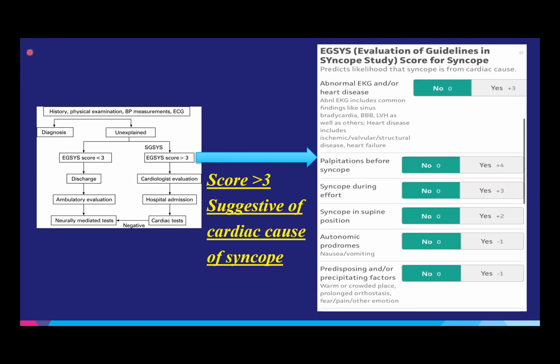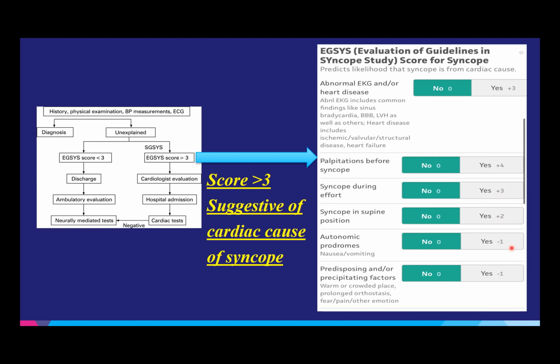The goal is to find out, is this likely to be a cardiac syncope or is it more likely to be one of the others? Some of these things are fairly straightforward. An abnormal EKG straight away gets 3 points. Palpitations, like I said, straight away gets 3 points. Syncope during effort is a major red flag. Syncope in supine position is concerning, right? And you actually get negative points when it starts to sound like a vasovagal syncope.